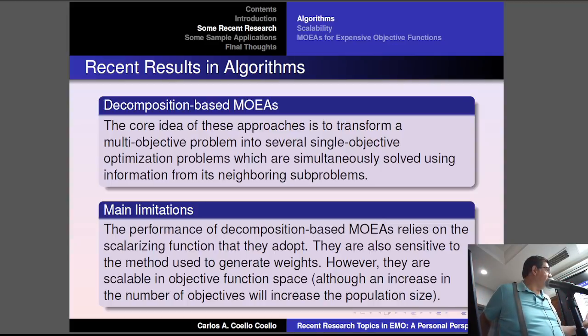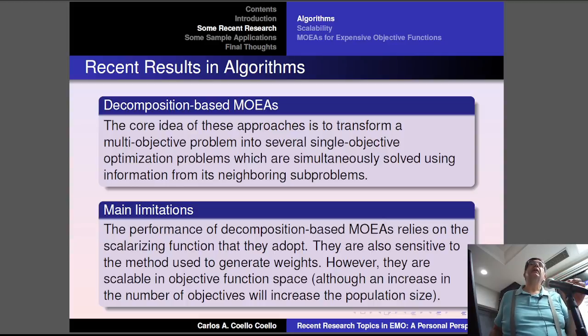However, the weakness of this family has to do with the scalarizing functions. Scalarizing functions are mathematical expressions that are used to provide the search directions of the single objective optimizations. These scalarizing functions have been studied a lot in operations research, but all of them operate under a similar principle.